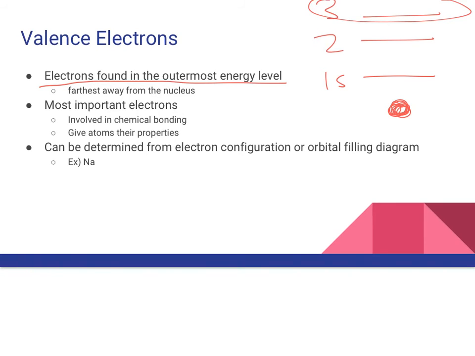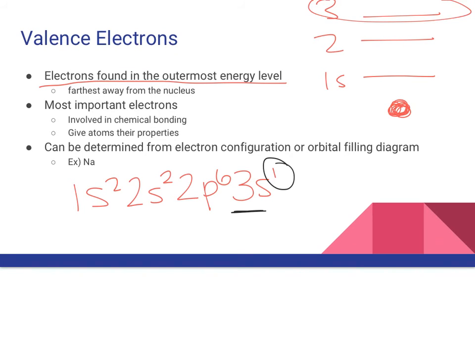So for example, if we were to determine the electron configuration for sodium, we would get this: 1s2, 2s2, 2p6, 3s1. Sodium has 11 electrons. Here is my electron configuration. The highest energy level that sodium fills to is the third. It contains 1 electron, and so we would expect sodium to contain 1 valence electron.